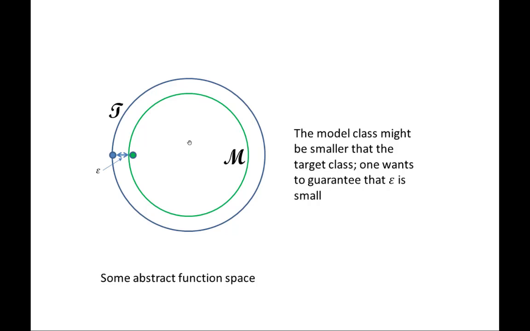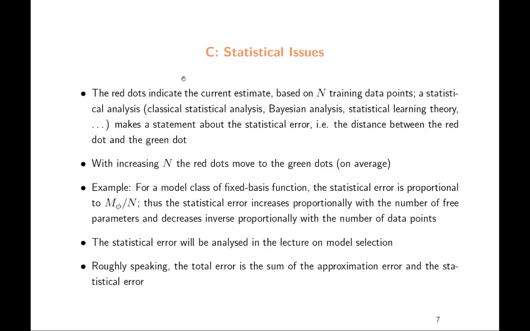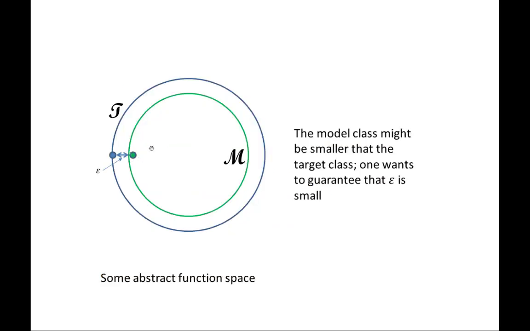In that case, it's important that this epsilon is small, and you want to make some statement about how big this epsilon is. So what is the worst case difference between a function from the target class and the best function from the model class? And so this is the best function from the model class. So this is what is approximation theory, and that's what we are concerned about in this lecture.